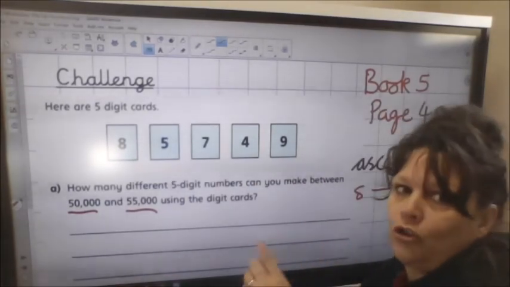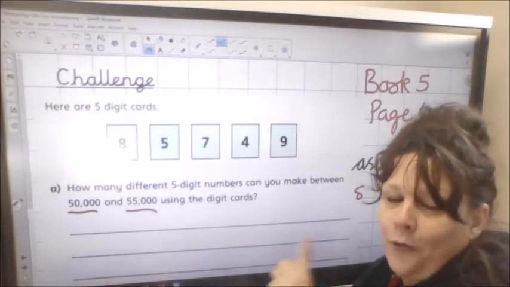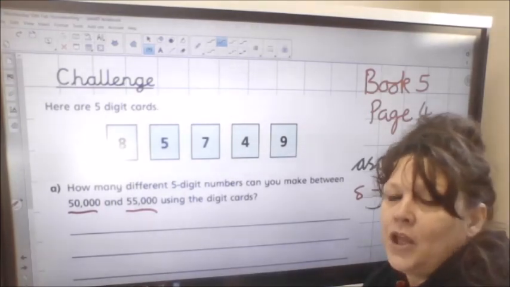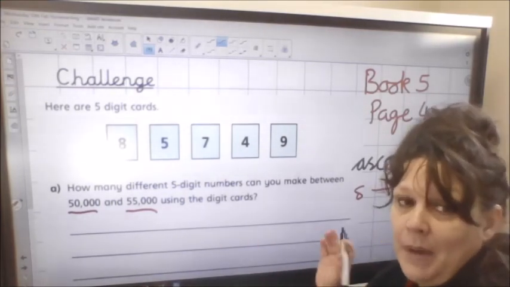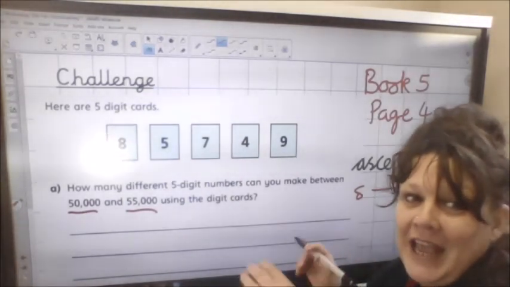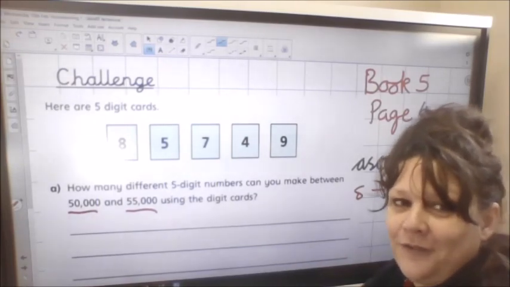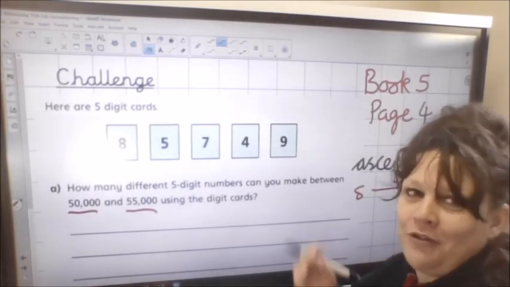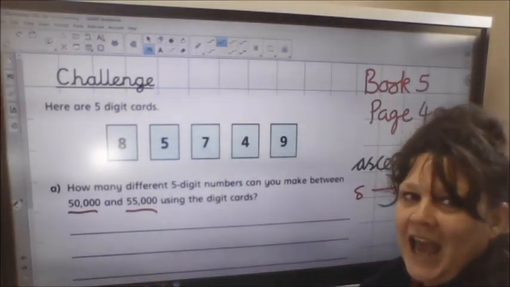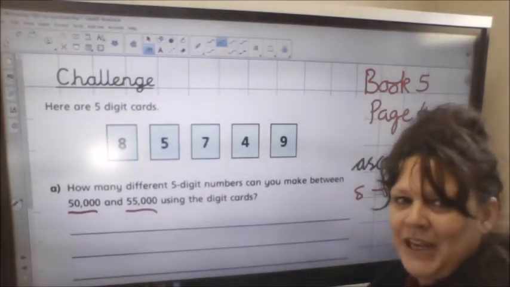So think what's always got to be your first digit. What's got to always be in your tens of thousands column? Draw yourself your grid. That might help you, and then you can place the numbers on and see which numbers you've already used, because it can be a little bit confusing, can't it? But I'm sure you're up for the challenge, and I shall look forward to seeing your 5-digit numbers between 50,000 and 55,000. How many can you make?